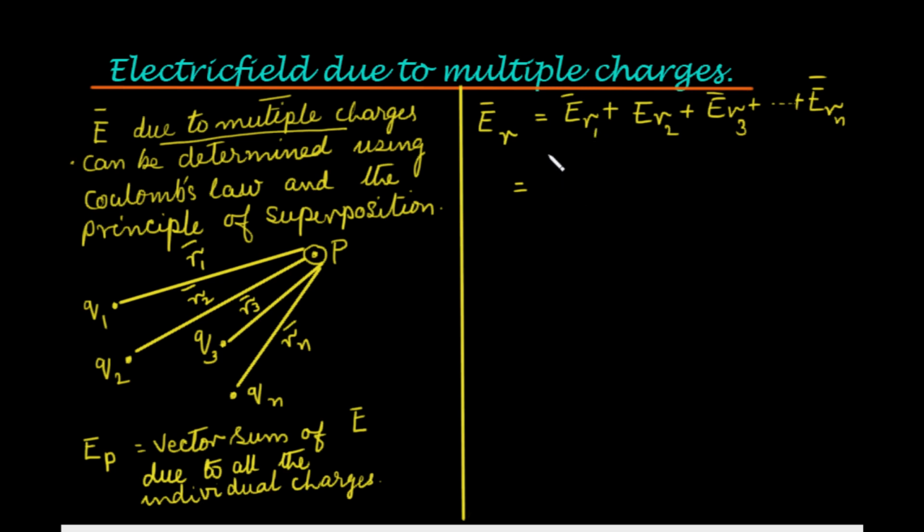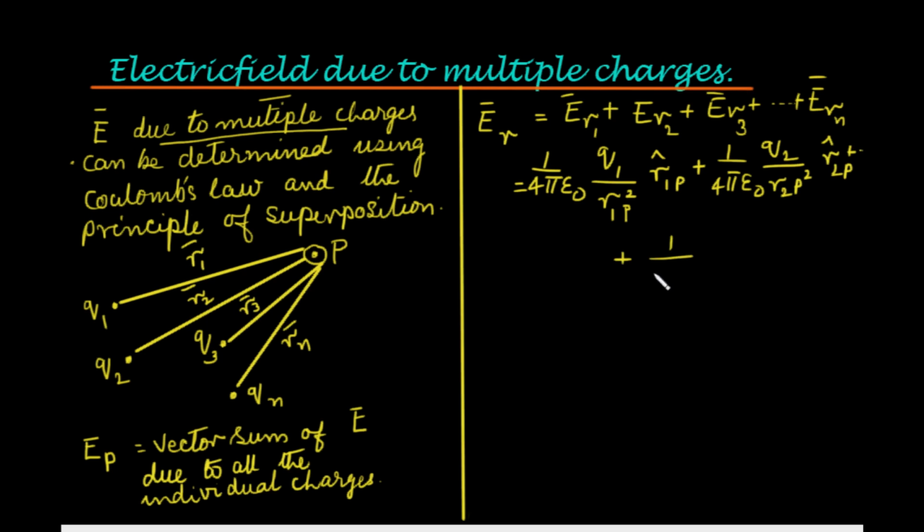Then E_R can be represented as 1 by 4 pi epsilon naught Q1 by R1P, that is the distance of P from Q1, raised to 2, into R1P cap, plus 1 by 4 pi epsilon naught Q2 by R2P raised to 2 into R2P cap, and so on till the last charge, plus 1 by 4 pi epsilon naught Qn by RnP raised to 2 into RnP cap.